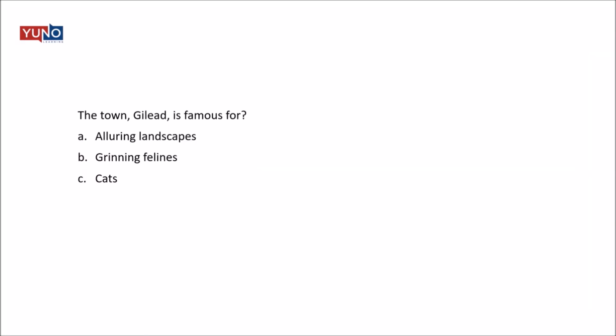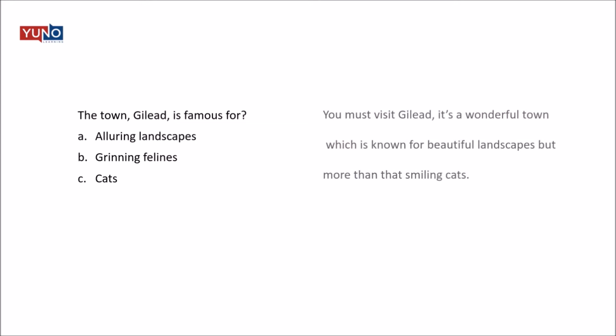The answer options generally come in the form of synonyms or paraphrases, which means you'll not find the exact words used by the speaker in the options. Imagine you get a question like this. The town Gilead is famous for A. Alluring landscapes, B. Breeding felines, C. Cats. And then you hear this audio.